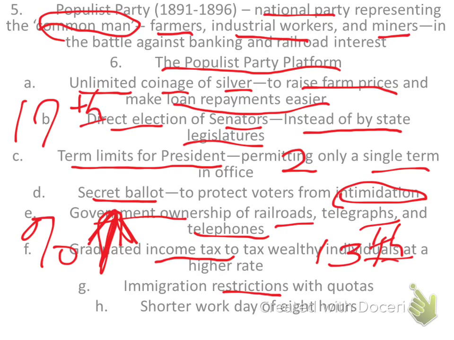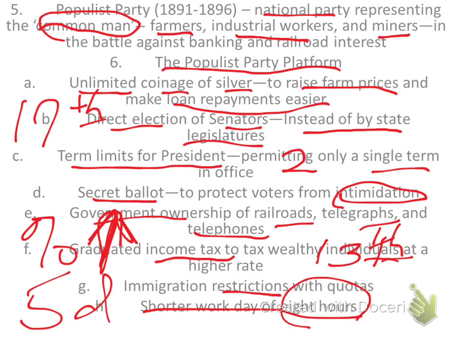And then finally, the last one, shorter work day, 8 hours, with eventually a 5-day work week. Now again, all of these, with the exception of the first one, come into being at one time or another over the course of the next 50 years or so.